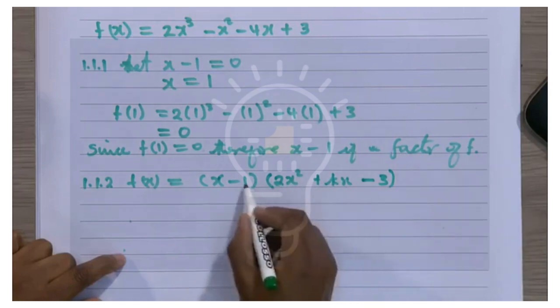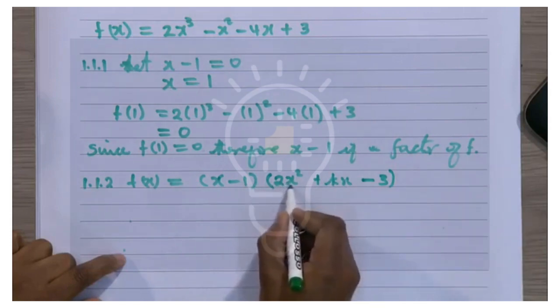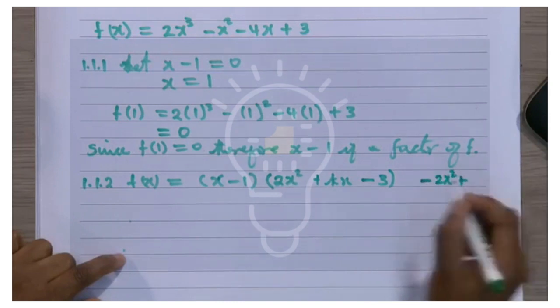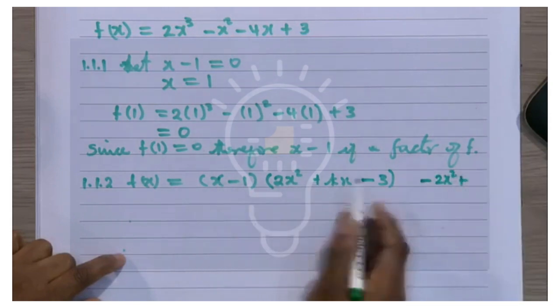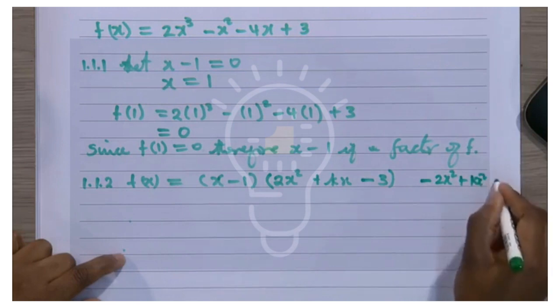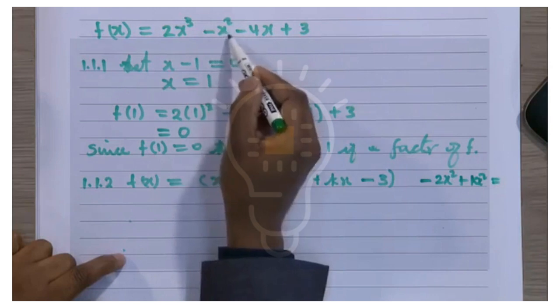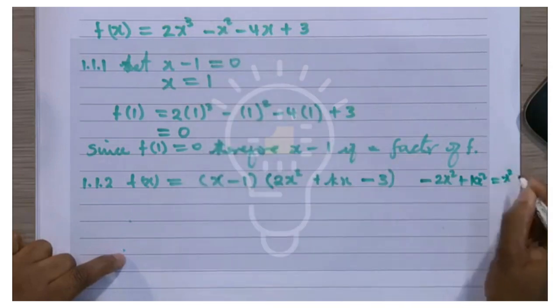So if we multiply minus 1 with 2x squared, we'll have minus 2x squared. Plus, if we multiply x with kx, we have kx squared. The term that has x squared in our original function is minus x squared.